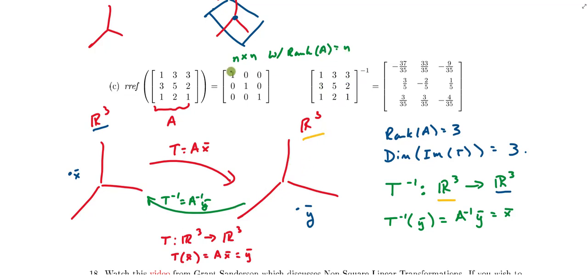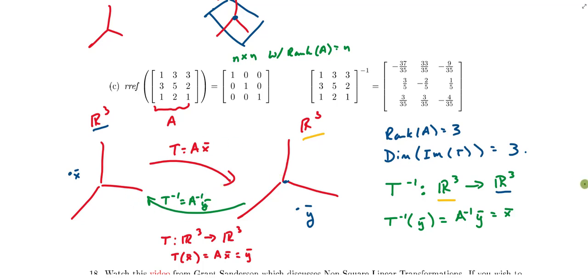Now, if this rank was not n, that would mean that some of these vectors, other than the 0 vector in the original domain space, were getting mapped to the 0 in this space, and I cannot undo that transformation. So what transformations can be undone? Precisely the n by n matrices whose rank is n. The invertible matrices are the transformations that can be undone.